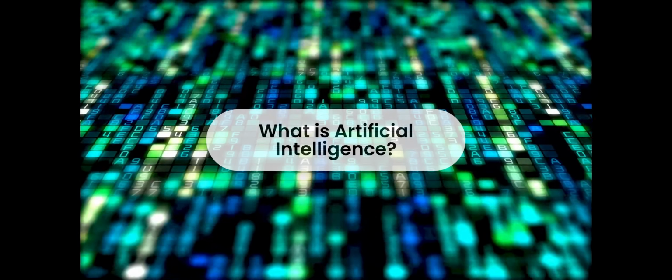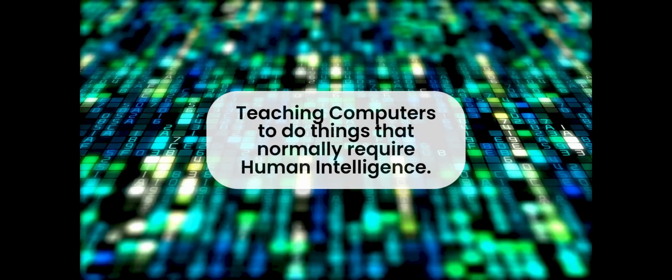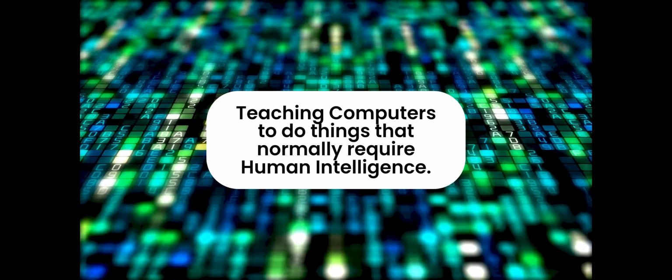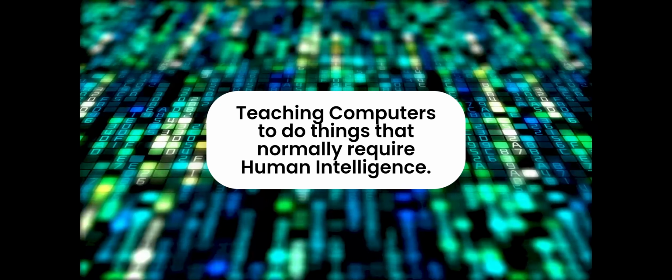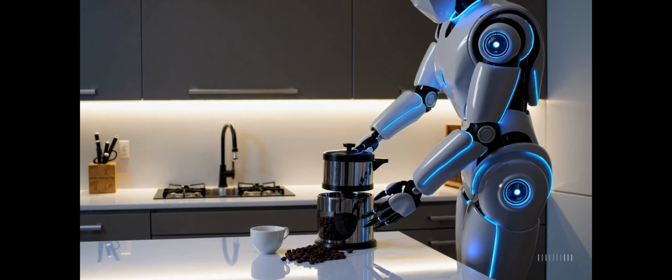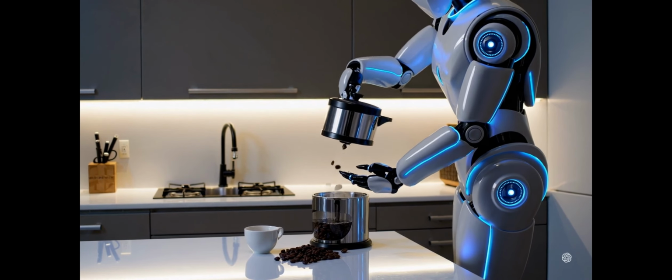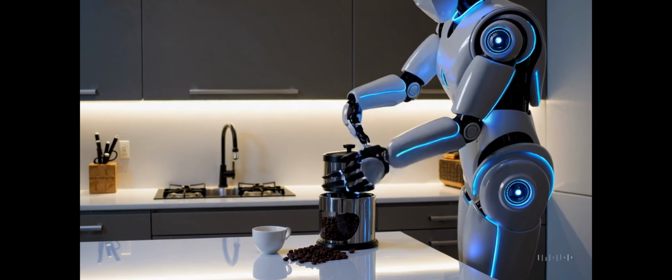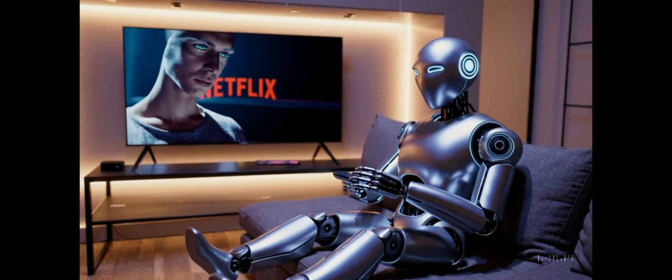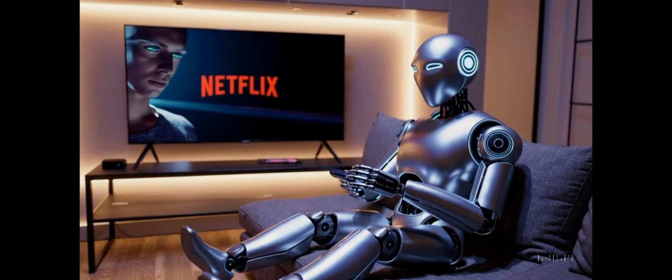So, what is artificial intelligence? At its heart, AI is all about teaching computers to do things that normally require human intelligence. Think about tasks like understanding language, recognizing pictures, making decisions, or solving problems. Imagine teaching a helpful robot to make you some coffee or understand when you ask it to turn on lights. Or think about a computer learning to play chess, or maybe even something a bit more familiar, like figuring out which movie you might want to watch next on Netflix.